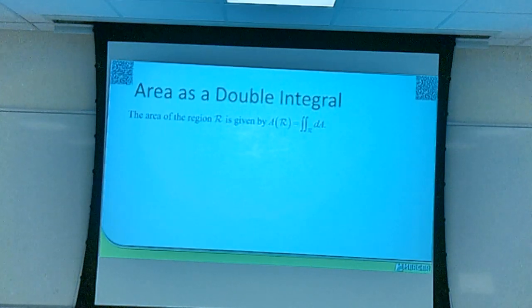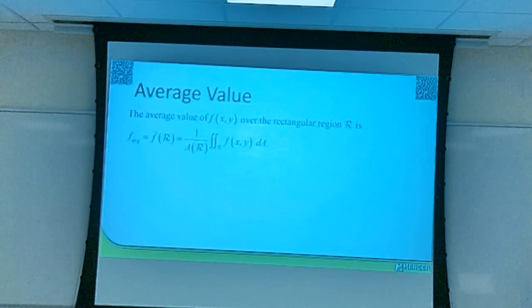Is setting up usually the hardest part? Yes. The setup is the hard part. Well, for rectangular, it's not. It's easy in rectangular. But in general, yeah, the hardest part of the double integral is the setup. You want to set it up as an iterated integral. Average value, you should see a similarity: 1 over the area of the rectangle times the double integral over the rectangle of the function.